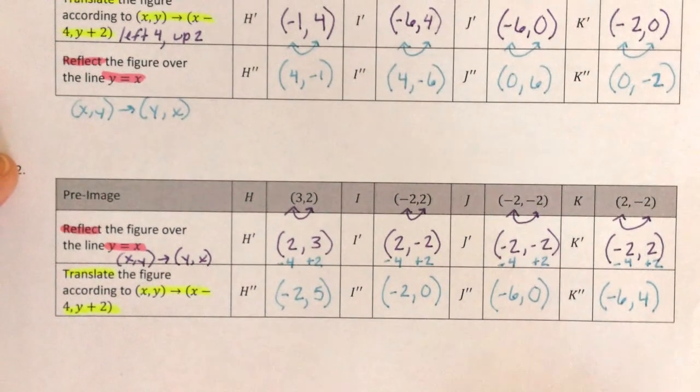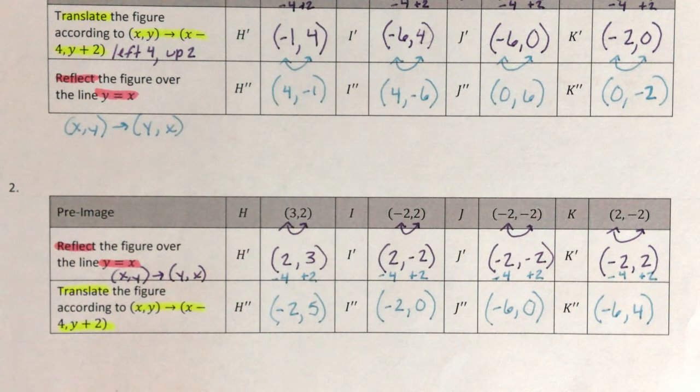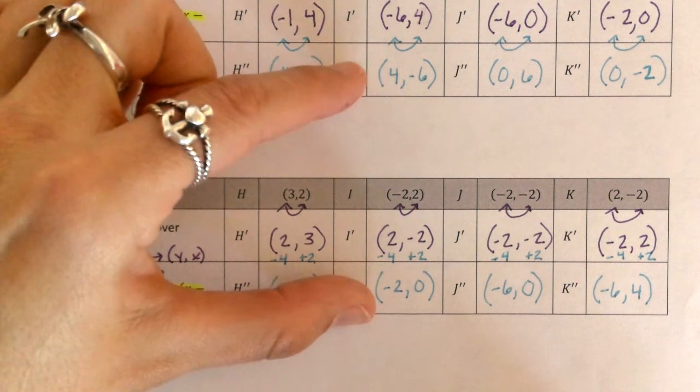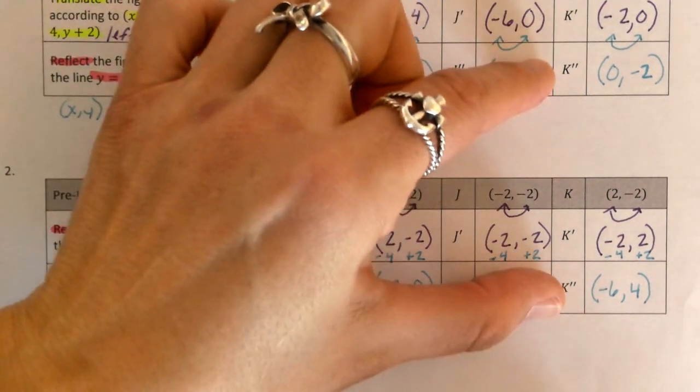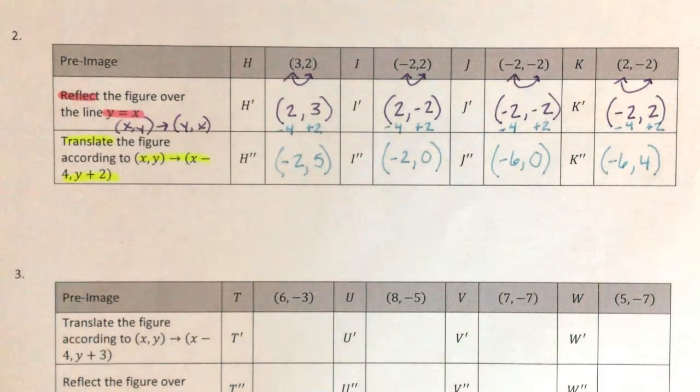So what I want you guys to do is compare. We did the exact same two transformations. The difference is we did them in a different order. And I want you to see how H double prime, I double prime, J double prime, and K double prime are all different.